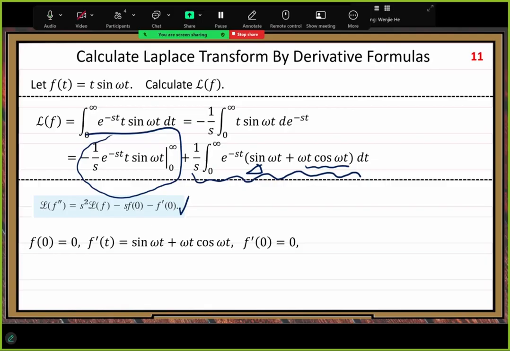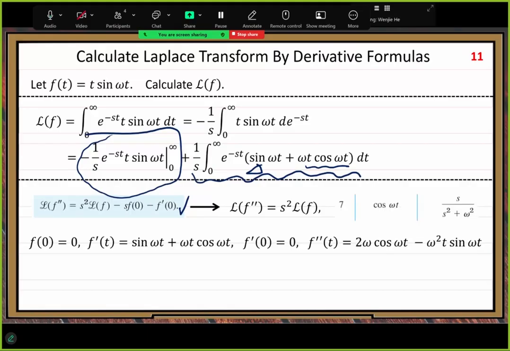Then L of f double prime equals s squared times L of f. But your goal, you want to calculate L of f. So at this point, we still need more information. So what is f double prime? We can calculate the double prime function, right? It's not that hard.